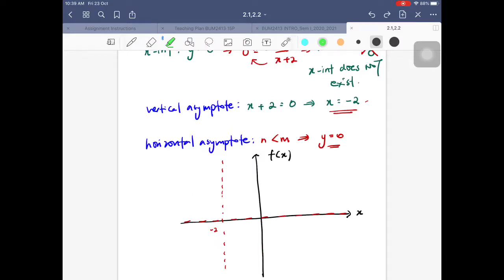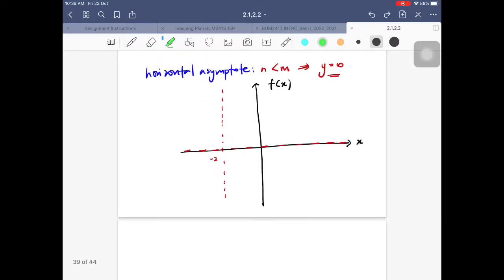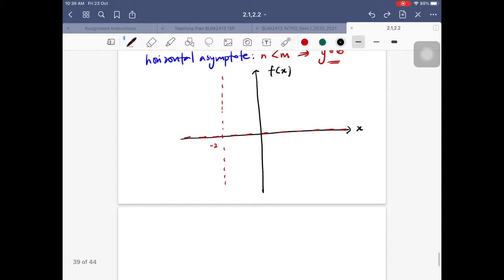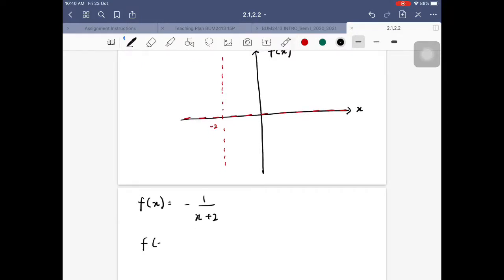So what we can do is pick some points and try to figure out what's going on. For example, I can pick a point of x equals negative 1. Let me put my function first. My function is f of x equals negative 1 over x plus 2. If I substitute f of negative 1, I get negative 1 over negative 1 plus 2, which is negative 1 over 1, which is negative 1. So the point is negative 1, negative 1.